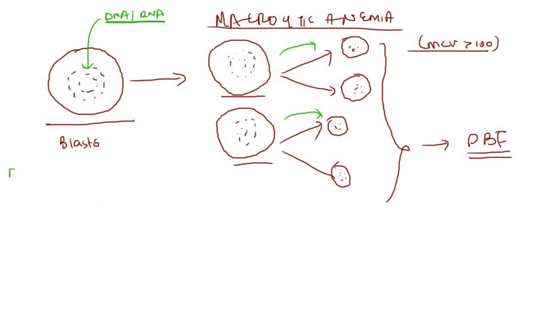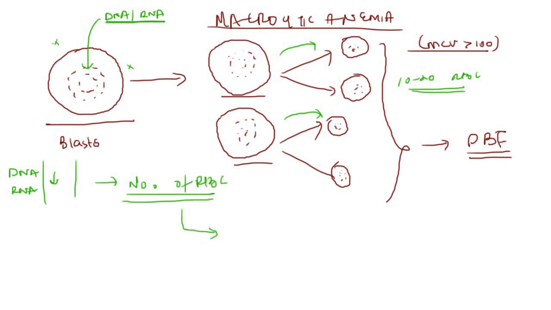If you imagine a situation where you cannot make this DNA and RNA, you will not be able to divide these RBCs. So consequently, if let's say from this RBC, 10 or 20 RBCs were being formed by the division, and now this is not happening, what will happen is that the overall number of RBCs in the bone marrow will be less, and the number of RBCs in the peripheral blood will also be less. You know that a lower number of RBCs is nothing but anemia, right? So as a result of this there will be anemia because the number of RBCs is less.